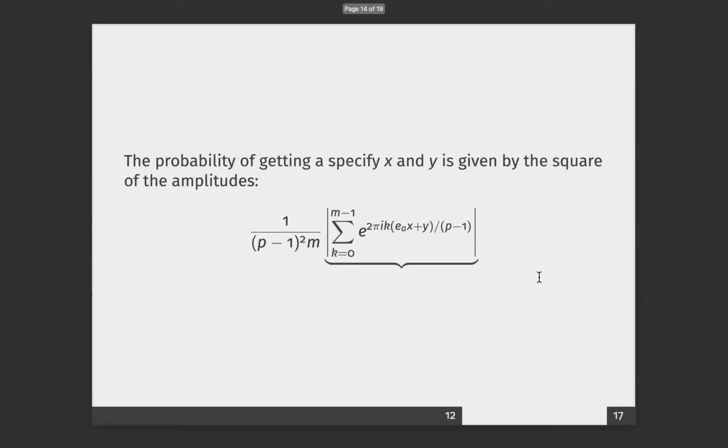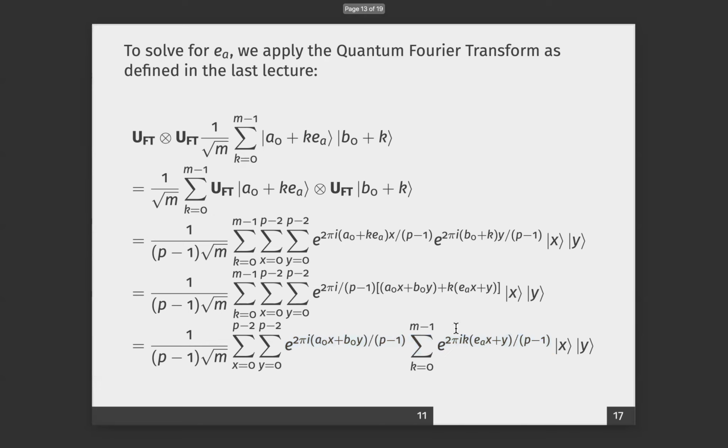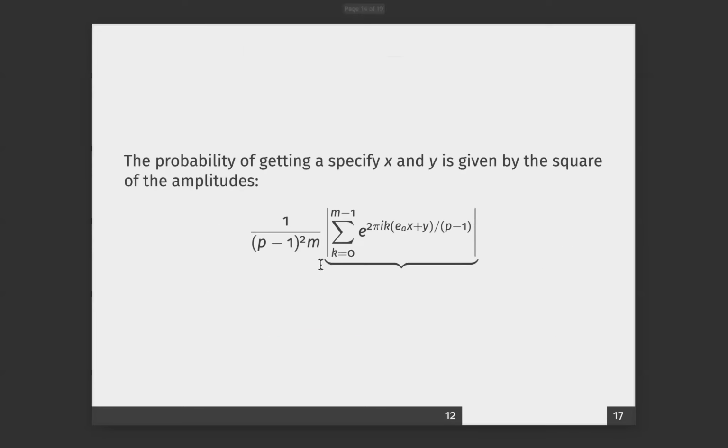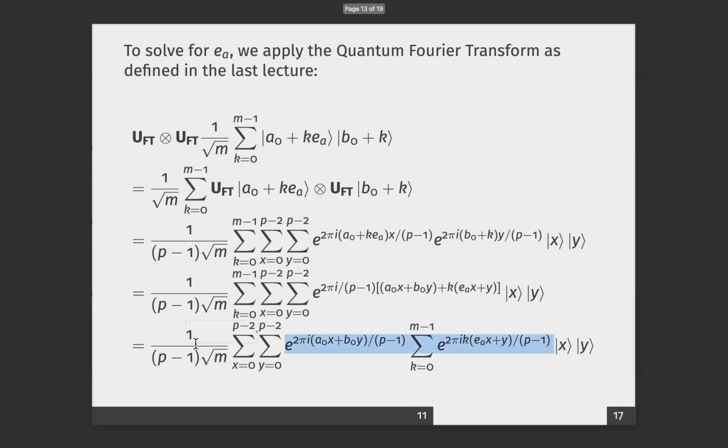So according to quantum theory, if you want to compute the probability of an x and y occurring, then you have to get the square of the amplitude. But the square of the amplitude is nothing but this one here: p minus 1 squared times m. You square this, it becomes squared. You square this, it becomes m.